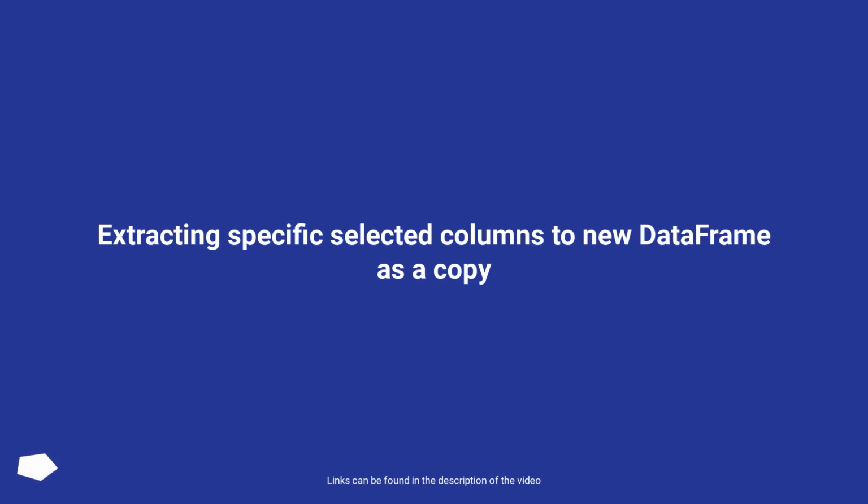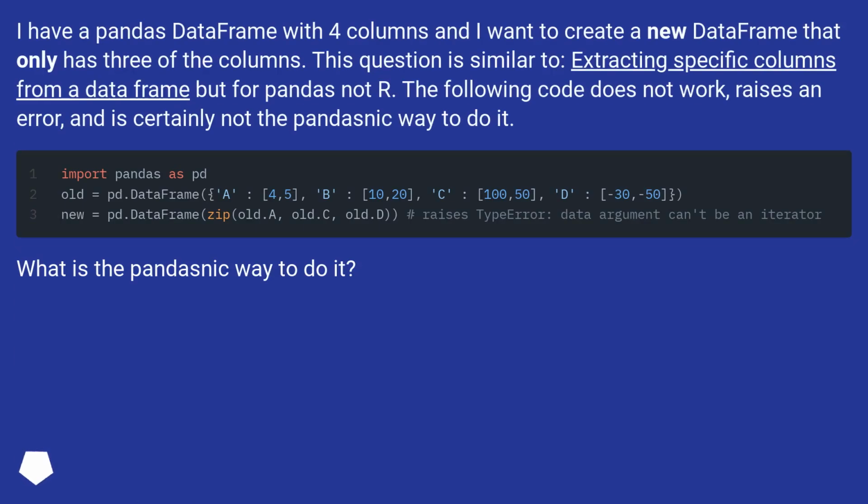Extracting specific selected columns to a new data frame as a copy. I have a pandas data frame with 4 columns and I want to create a new data frame that only has 3 of the columns.